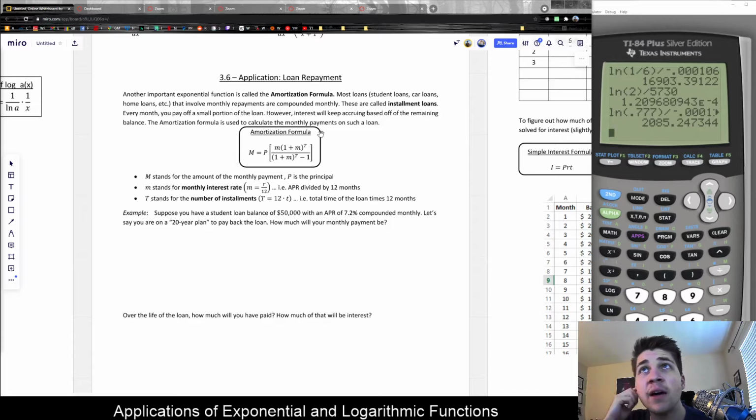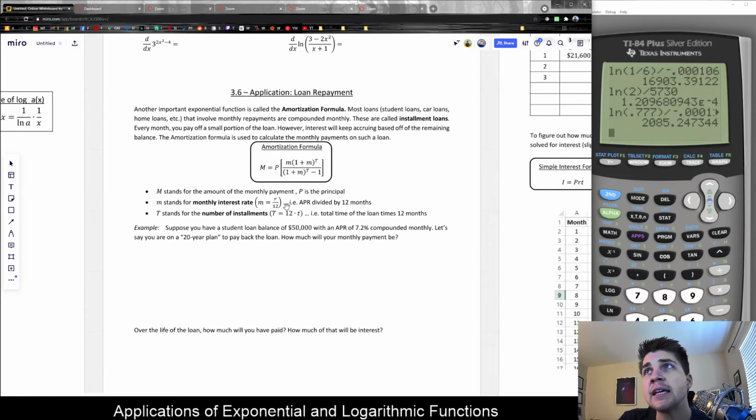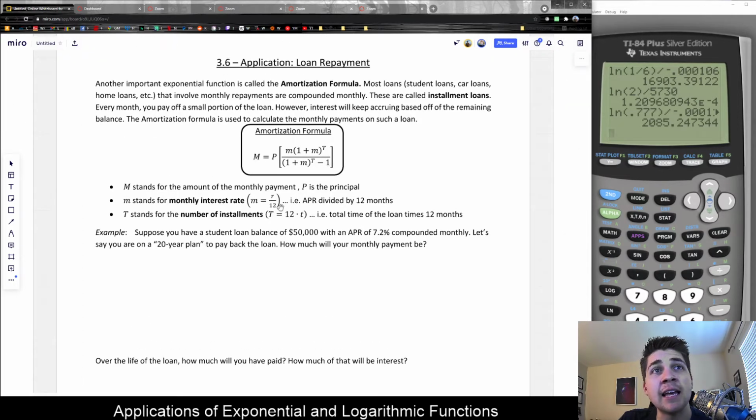And let's just go ahead and look into it. So the amortization formula, in some classes we'd actually derive why it's true, but we don't have time for that here. Let's just practice using it and figuring out how to apply the information.